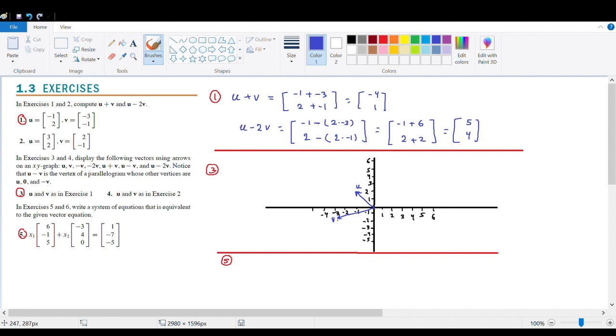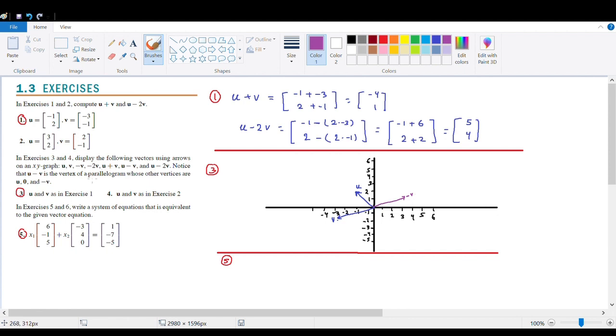Then we need to sketch minus v. For the vector minus v, it is the same vector of v, just in the opposite direction. So minus v, if v is equal minus 3, minus 1, minus v will be 3, 1, which is here. So it is in the opposite direction, but the same length. So this one is minus v.